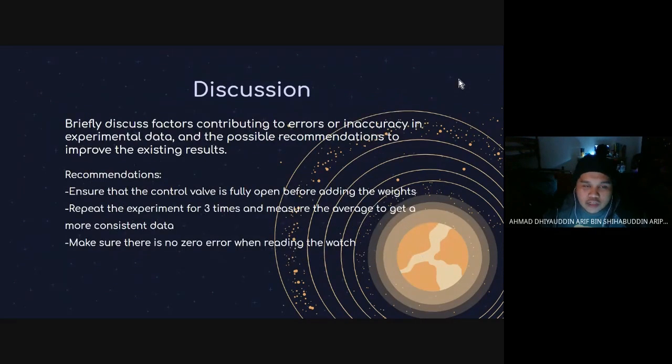For recommendations, we have: ensure the control valve is fully open before adding the weights. Next, if possible, repeat the experiment three times and take the average to get more consistent data. And next, make sure there is no zero error when reading the watch.